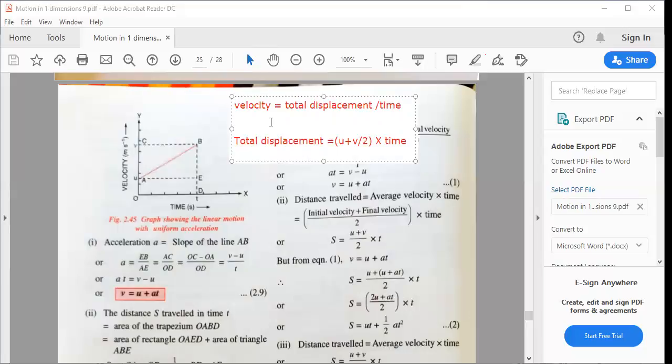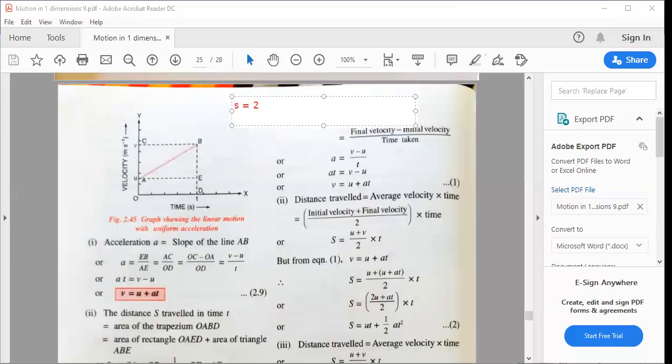Okay, so I think I'll explain this here only. So s is equal to 2u plus at. So can I write 2ut plus at square, the whole thing upon 2? So let's do one thing. 2ut upon 2 will be what? The 2 cancels, it will become ut, and at square. So ut plus at square upon 2. So it's the same equation we are getting: s is equal to ut plus half at square.